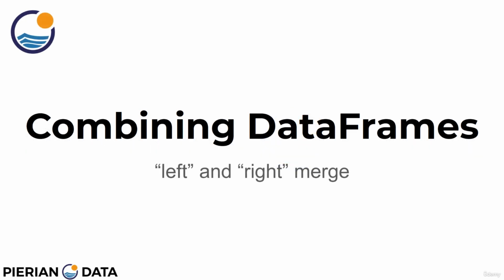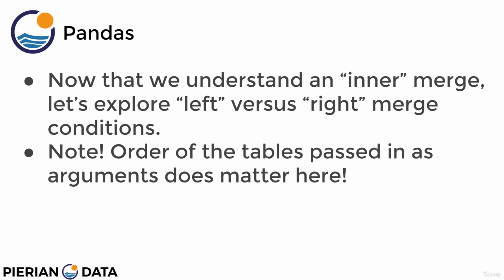Welcome back everyone to this lecture on the left and right merge conditions when combining data frames. Now that we understand an inner merge where we take values that are present in both tables, let's explore a left merge condition versus a right merge condition. It's really important to note here that the order of the tables being passed in as arguments does matter here. The first table passed in is the left one, and then the second table passed in is the right one. And I'm saying table, but we mean just data frames in general.